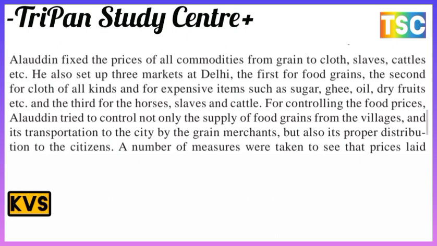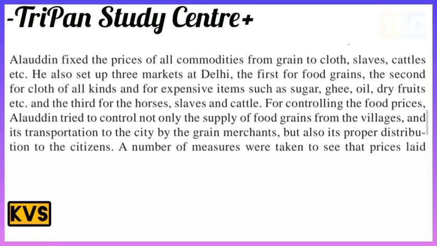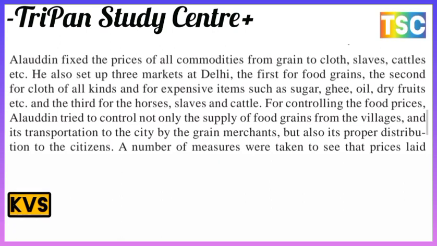Alauddin fixed the price of commodities from grain to cloth, slaves, cattle, etc. That is the most important. And he also set up three markets at Delhi. The first for food grain, the second for cloth of all kinds and expensive items such as sugar, ghee, oil, dry fruit, etc. And the third for horses, slaves, and cattle.